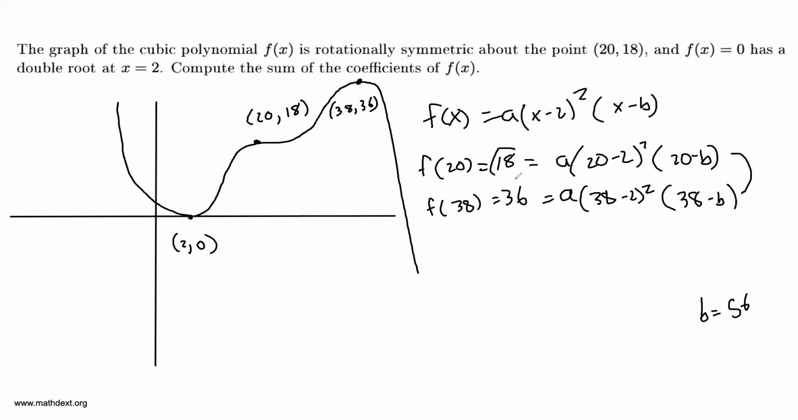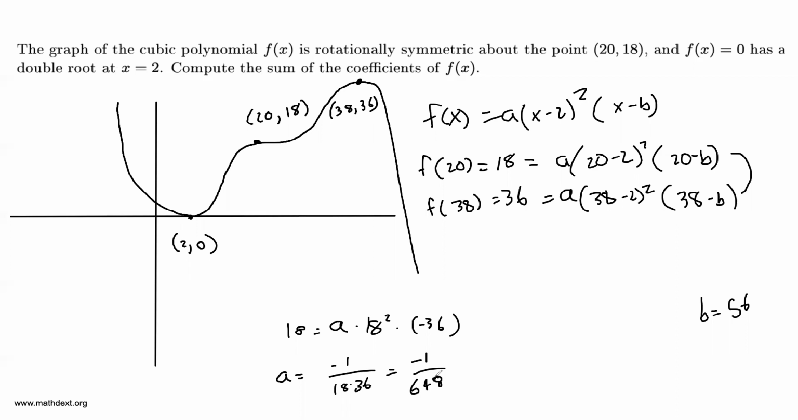So let's take a look at this equation. 18 is equal to a times 20 minus 2 squared times 20 minus b. And we're going to plug in b equals 56. We have 18 is equal to a times 20 minus 2, 18 squared times, well, 20 minus 56 is equal to negative 36. And if you divide both sides by this quantity over here, you're going to get a is equal to negative 1 over 18 times 36, which is equal to negative 1 over, if you multiply the denominator out, you get 648.